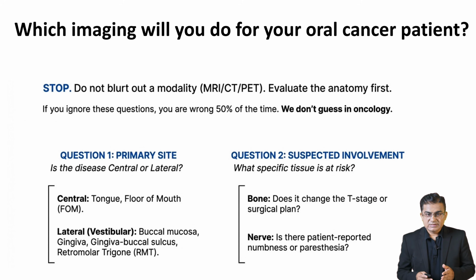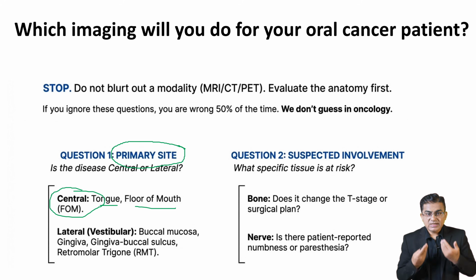The correct answer is, sir, before I select the best imaging for my patient, I want to look at 2 specific parameters, 2 specific questions. First question, what is the primary site of tumor of my patient? Whether it is a central disease in the oral cavity, that means tongue or floor of mouth, or is it a lateralized tumor, also called vestibular space tumors such as buccal mucosa, gingiva, gingivobuccal sulcus or retromolar trigone.